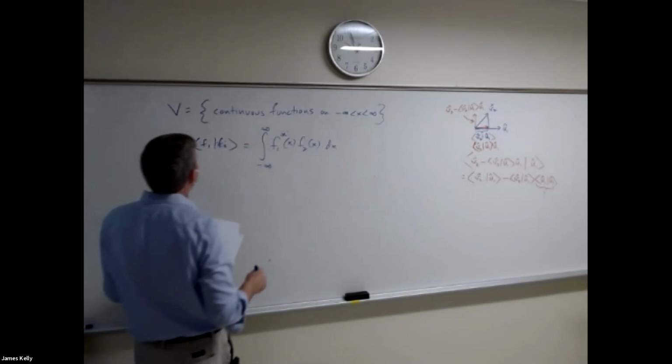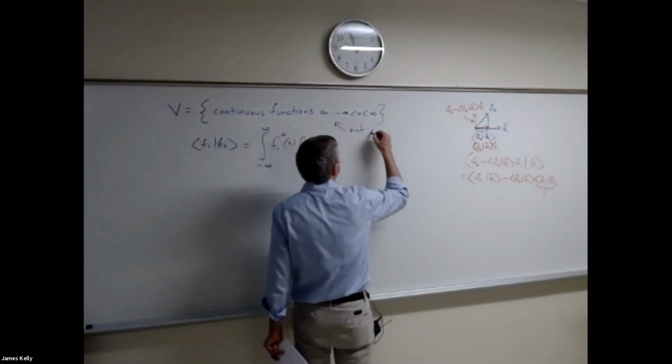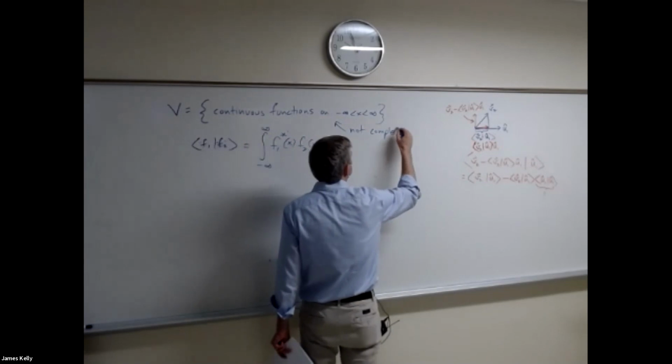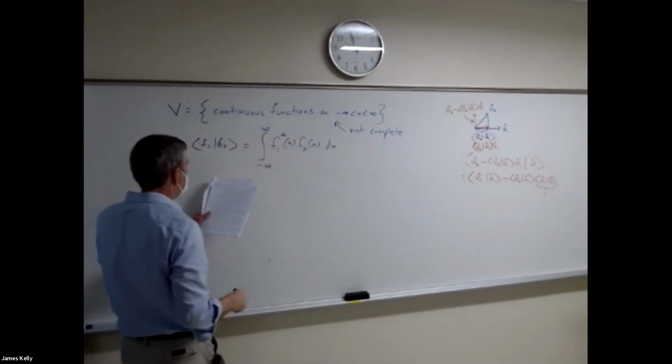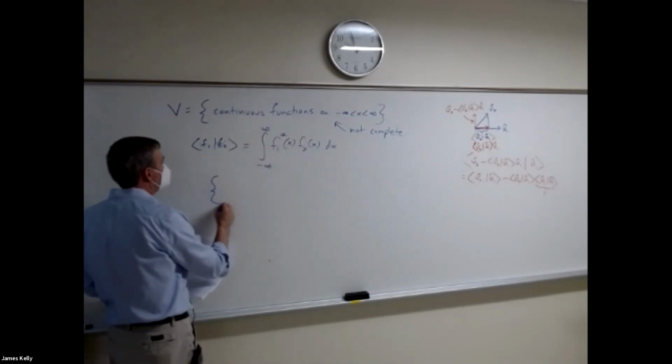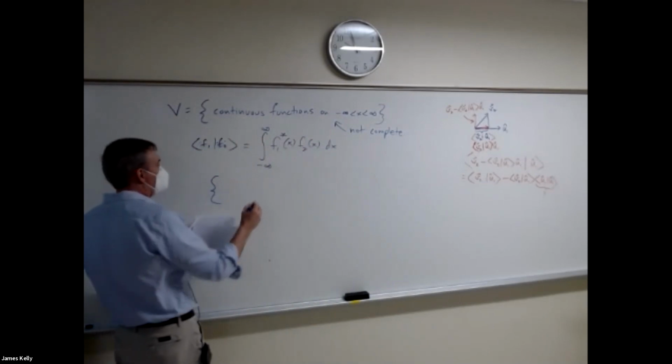Now, it's not complete. It's a perfectly good vector space, and it has a lot of interesting properties, but it's not complete. Here's my Cauchy sequence, or an example of a Cauchy sequence that illustrates it. It's all functions of this form.